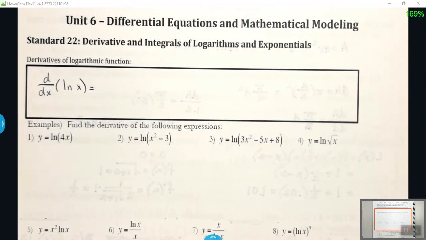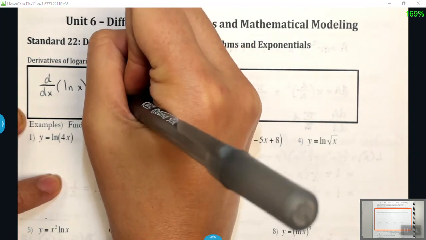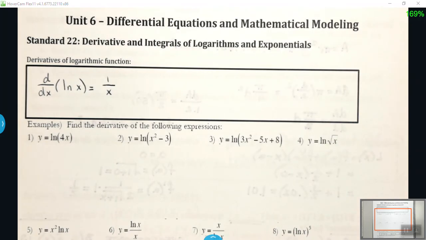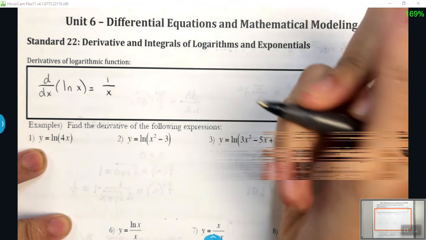Okay, the derivative of natural log x is 1 over x. That's beautiful, right? So the integral of 1 over x is also going to be natural log of x. We'll get there.